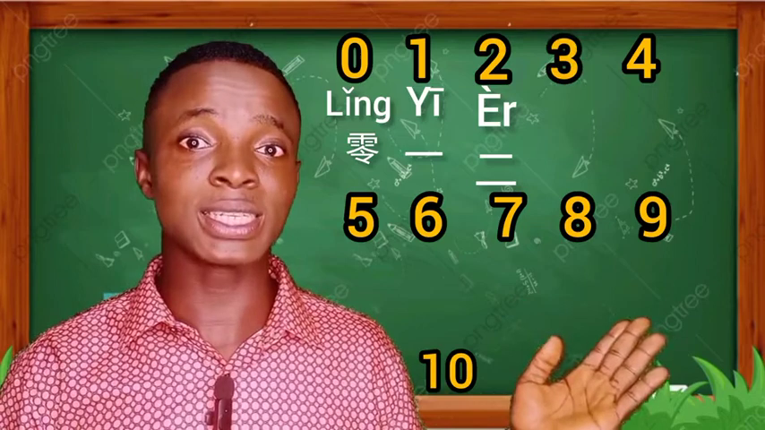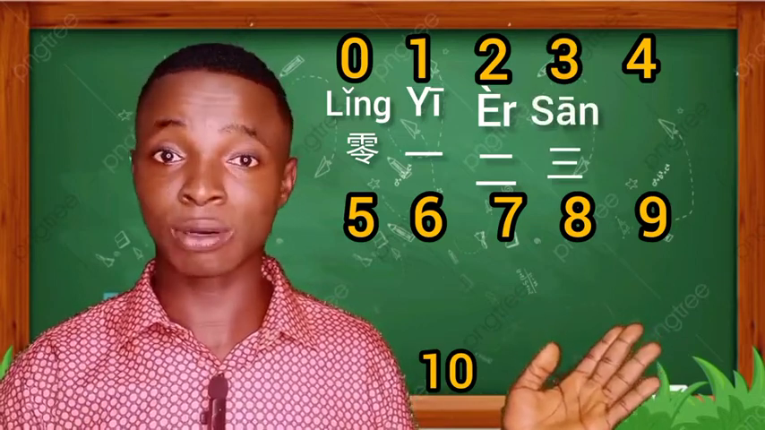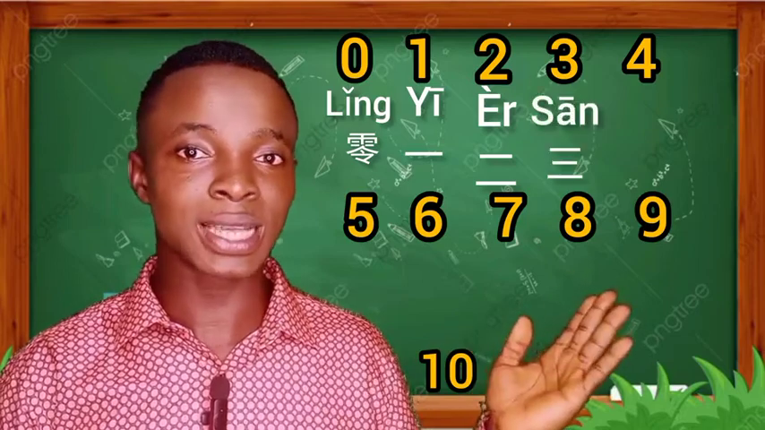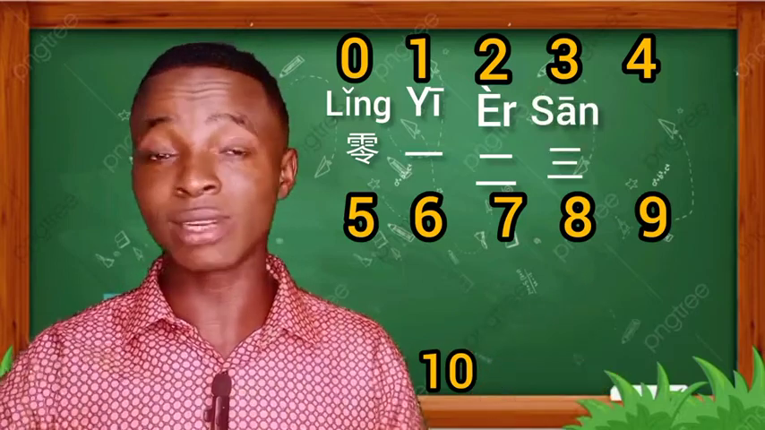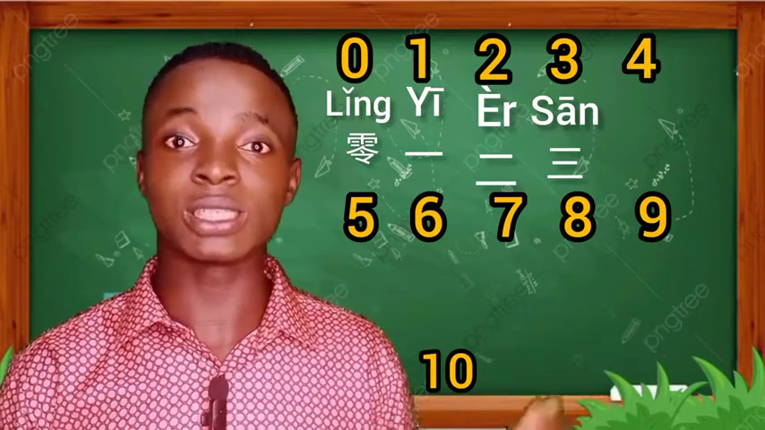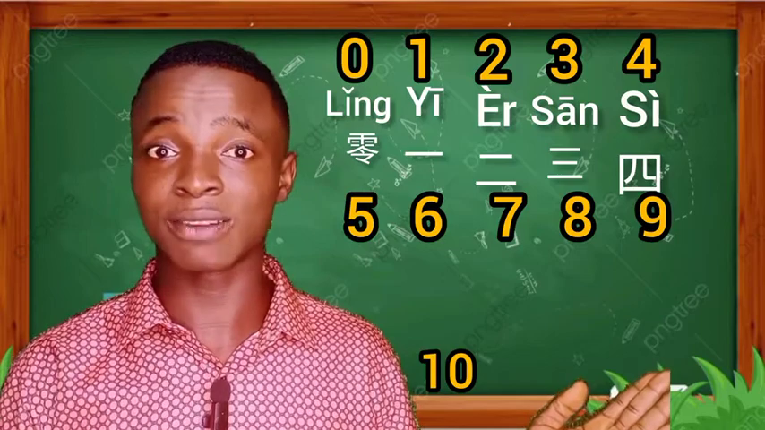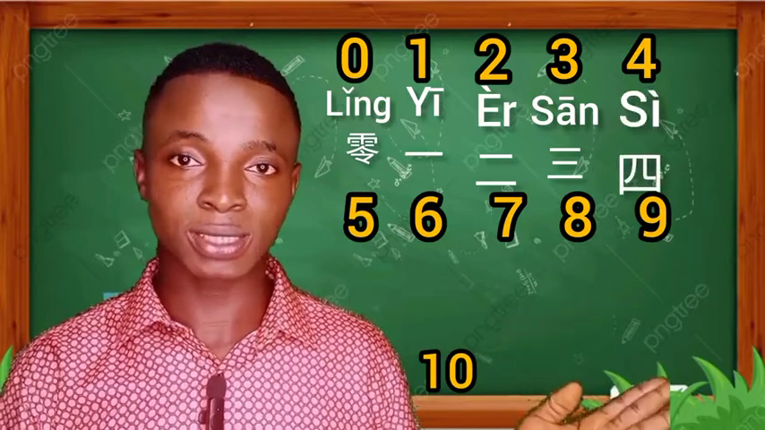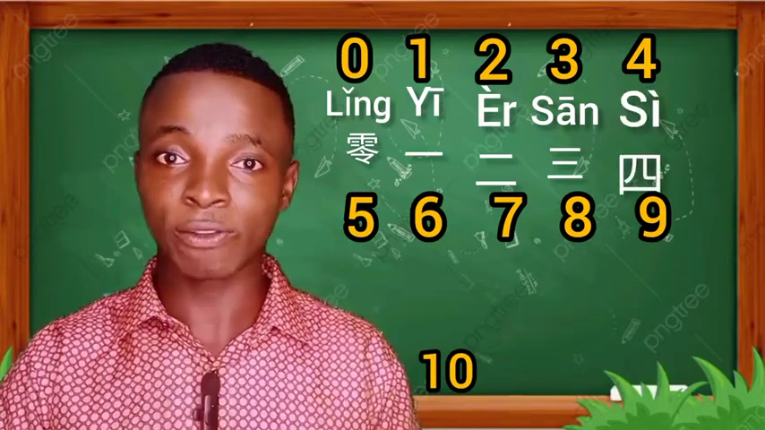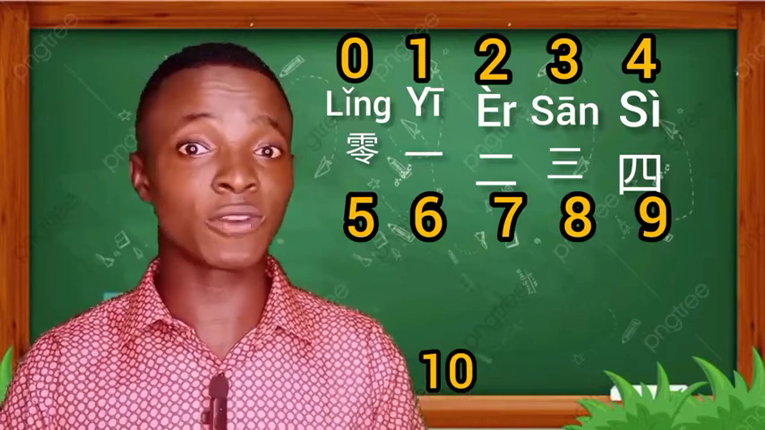3 in Chinese is pronounced as san. Repeat after me. San is very easy and simple. 4 in Chinese is pronounced as si. Repeat after me. Si. It has the falling tone of Chinese language, which is the fourth tone.